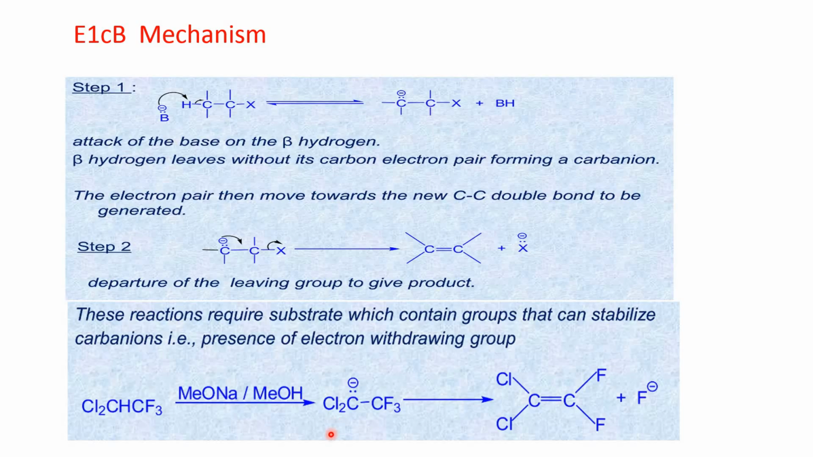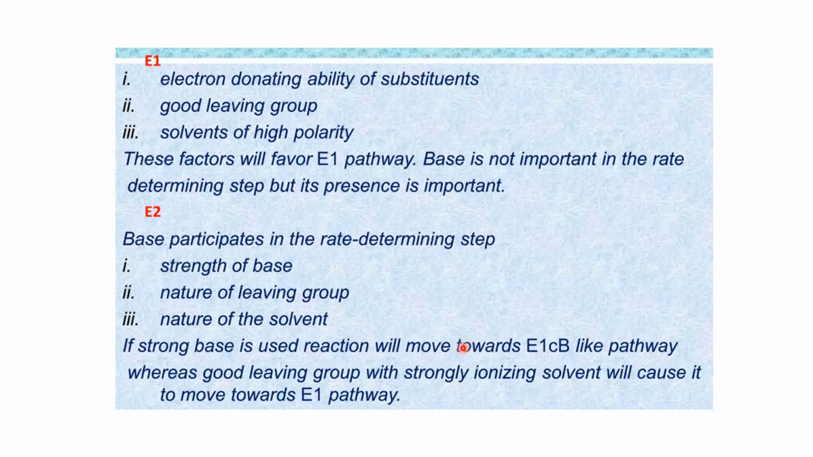chlorine attracts the electron density of the carbon-chlorine bond by strong minus I effect. So this negative charge is delocalized. Even because of the presence of fluorine also, this negative charge is delocalized and stabilized. And then we get this product. So in this reaction, the electron withdrawing ability of the substituents matters. Okay. And then it should have a good leaving group and solvents of high polarity.